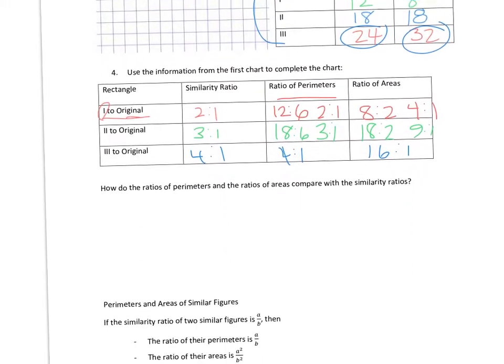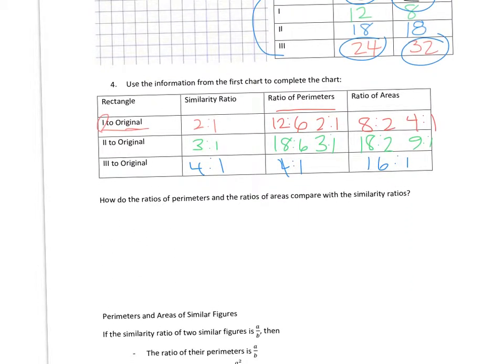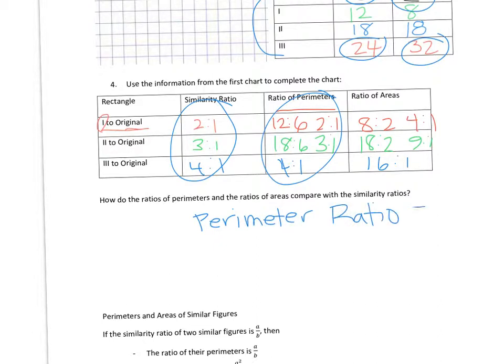So down here, how do the ratios of the perimeters and the areas compare with the similarity ratio? So the similarity ratio is the same for the perimeter. It's the same, but it's different for the area. So I'm going to write the perimeter ratio is the same. Okay, then we have to look at what we are doing with the area. So what is the pattern? If the ratio is 2 to 1, the area is 4 to 1. The ratio is 3 to 1 and the area ratio is 9 to 1. The ratio for similarity is 4 to 1 and this is 16 to 1.